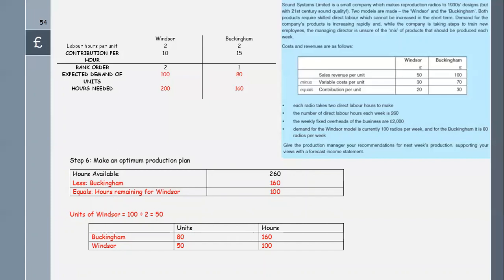Now, this is where in an exam question you could talk about non-financial situations. What's the impact if I don't make all the Windsor radios? If a customer comes expecting a Windsor radio and I haven't got one, what's going to happen to the loyalty of that customer, for example?